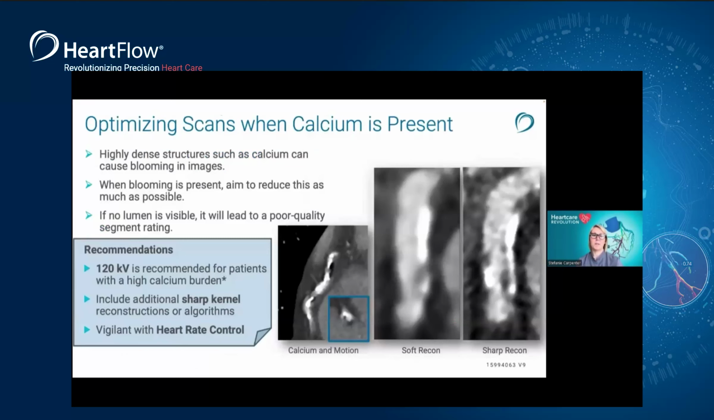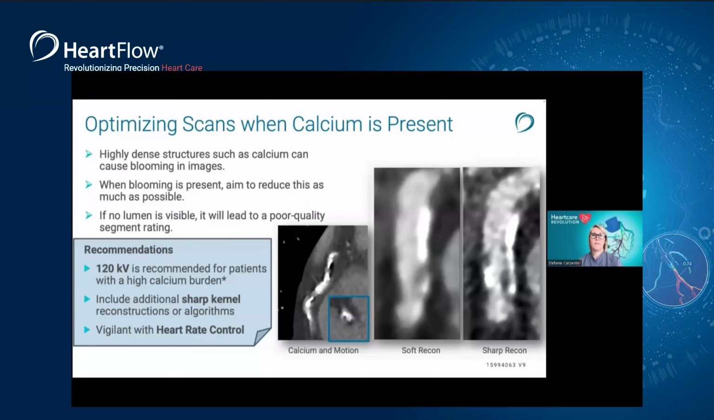When calcium is present, the use of sharper reconstructions can further identify calcium borders to improve accuracy and reduce discordance. Note the large portion of calcium not seen on the left image until a sharper reconstruction is applied.